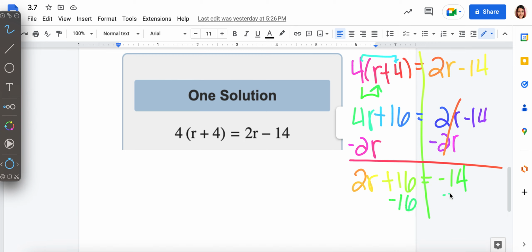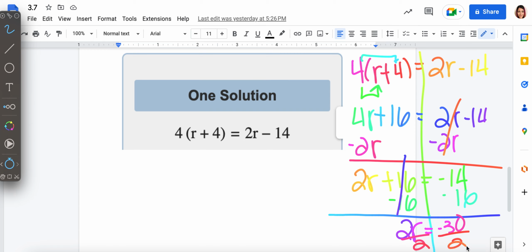We've got to subtract 16, so we have negative 14 minus 16, and that's a negative 30. These cancel each other out. 2r equals negative 30. Divide by 2, r is going to equal negative 15. We just simply get an answer, r is equal to negative 15. We don't get negative 3 is equal to negative 5, or negative 3 is equal to negative 3. So if we get this, we just know it's one solution. Only negative 15 works in this equation for r.